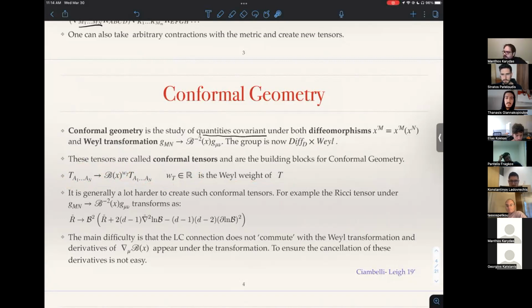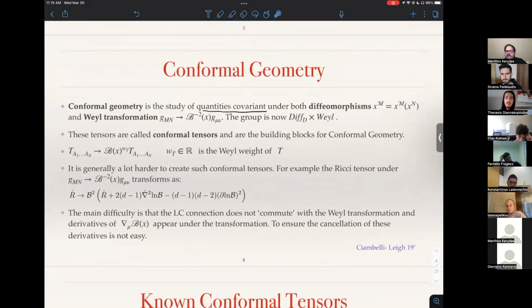Okay, it's generally a lot harder to create such conformal tensors because, for example, if you look at the Ricci scalar under this transformation, it transforms in this complicated way. You see that it has this function beta, where I suppress the x dependence, which is power 2 times the Ricci scalar, but with all these extra derivatives here. So the Ricci scalar is not a conformal tensor. It's not a good building block for conformal geometry.